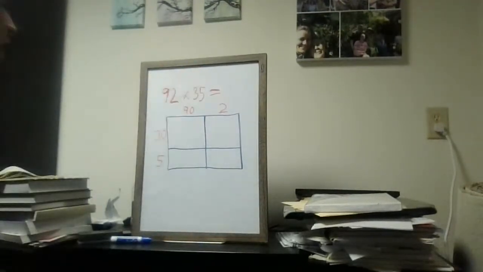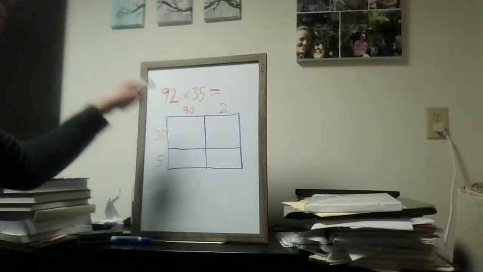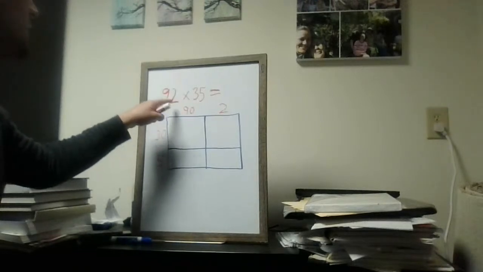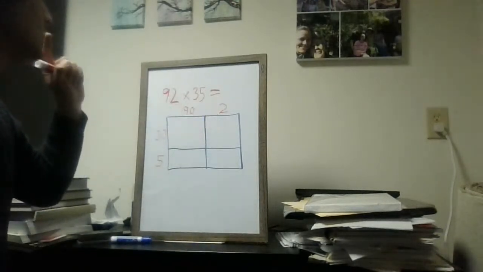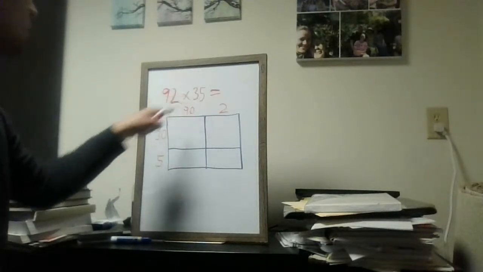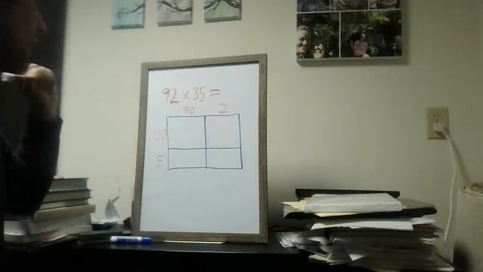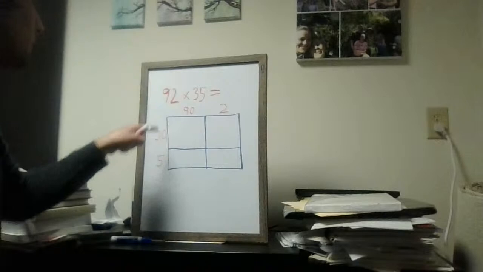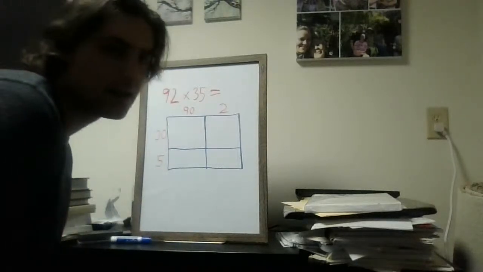92 times 35. So in 92, we have 9 tens and 2 ones. So 9 tens is a value of 90. 2 ones is a value of 2. 35, 3 tens, 5 ones. 3 tens is a value of 30. 5 ones is a value of 5. All right, so that's why I broke down each of the numbers, set them up for the different boxes here.